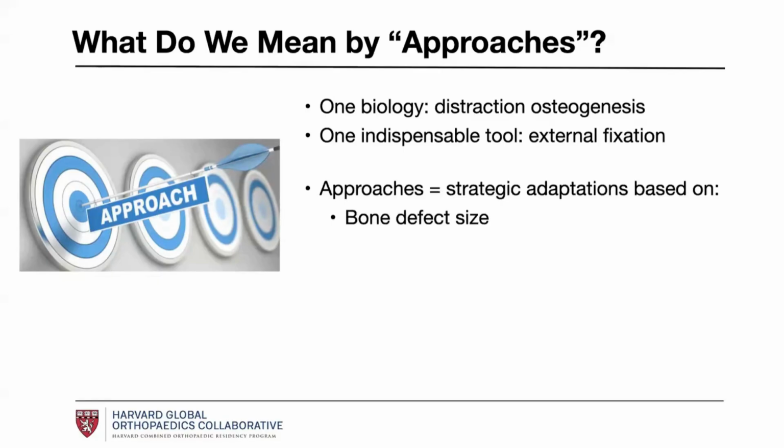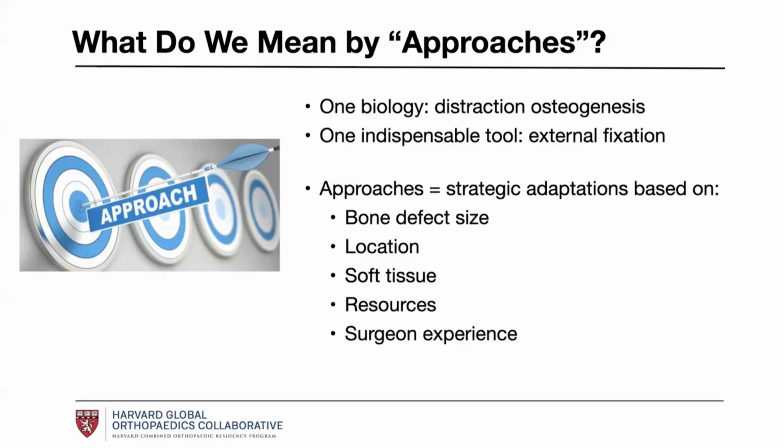And when we're thinking about how to bring those tools together and define an approach in this sense, we want to look at how big the defect is, how much bone is missing, the exact location within the leg, how the soft tissues look, and what resources we have available to us, and how much experience we have. These are things that we bring together utilizing distraction osteogenesis and external fixation to define our approach.